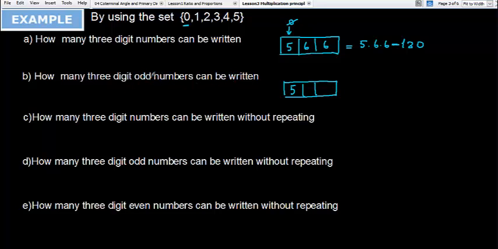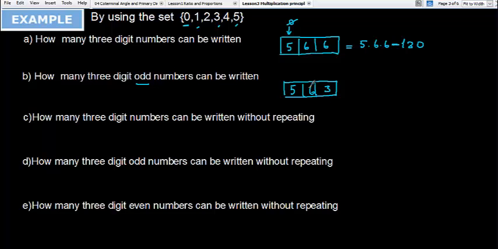here second one is odd numbers. Odd numbers means it should end with 1, 3 and 5, so there are 3 possible cases for this one, and there are 6 numbers total, and it's not written here without repeating. That's why you can use 6 of them.